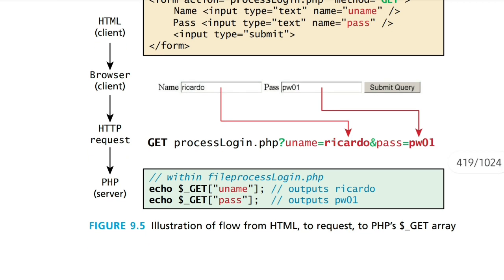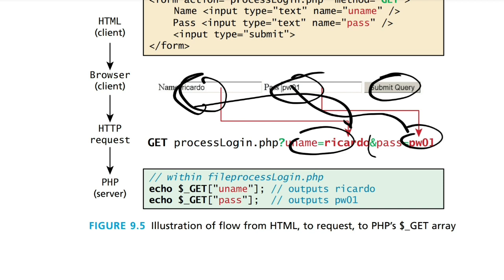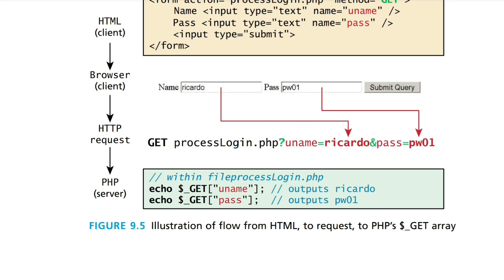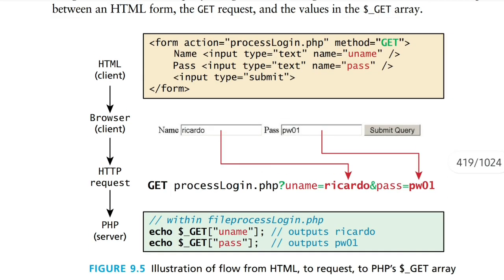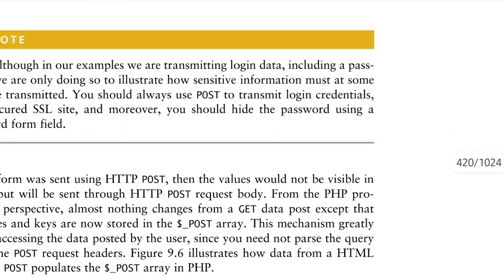What happens is the name will be written here and the password will be written here. When we submit the query, Ricardo will be coming here: uname equals Ricardo ampersand, then the second one, pass equals pw01. So this will be the total URL, and then it will be passed to the PHP server. If you write echo GET of uname, whatever is in uname will be output, and if you write GET of password, whatever is in password will be output. So this is the hierarchy: HTML to browser, browser to HTTP request, and from there to the PHP server.